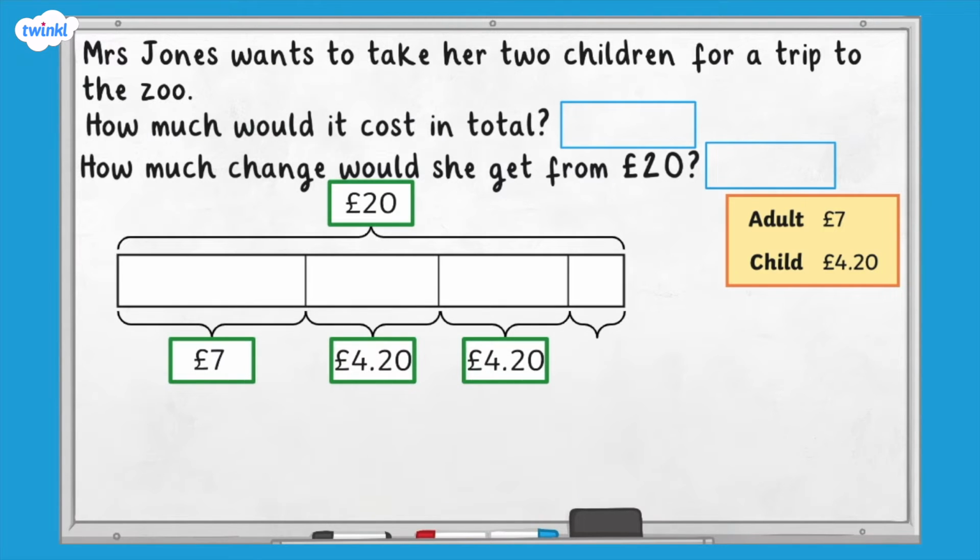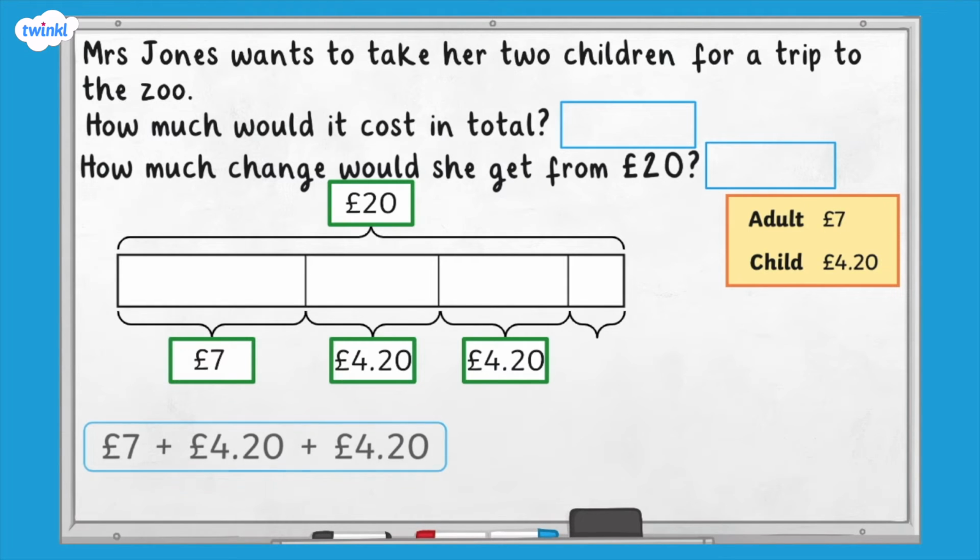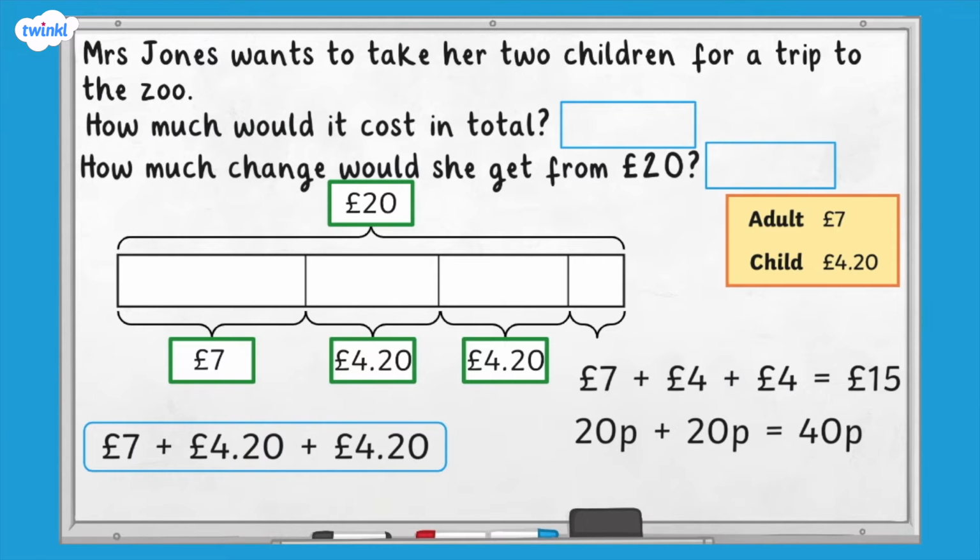The first thing we need to do is work out the cost of all the tickets. £7, add £4.20, add £4.20. One way we can do this is to add the pounds and the pence separately. £7 add £4 add £4 equals £15. 20 pence add 20 pence equals 40 pence. £15 add 40 pence equals £15.40.